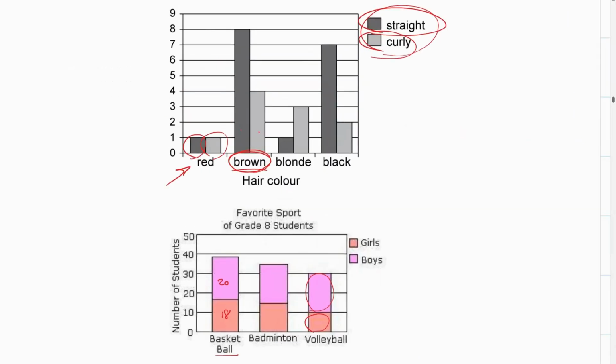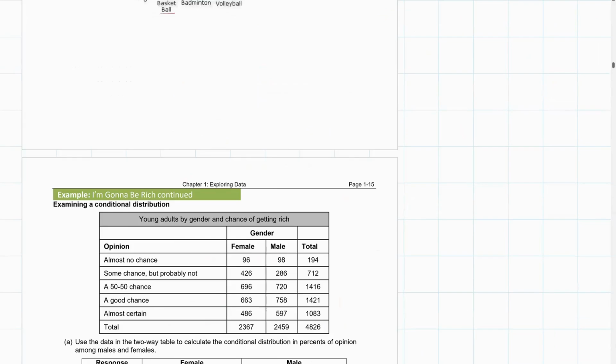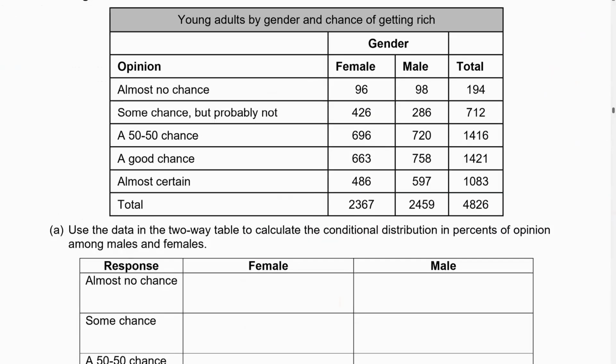It looks like people with brown hair are more likely to have curly hair than straight hair. Oh, sorry, I got the brown hair backwards. People with brown hair are more likely to have straight hair than curly. People with blonde hair are more likely to have curly hair than straight. All right, let's go back to that getting rich data.